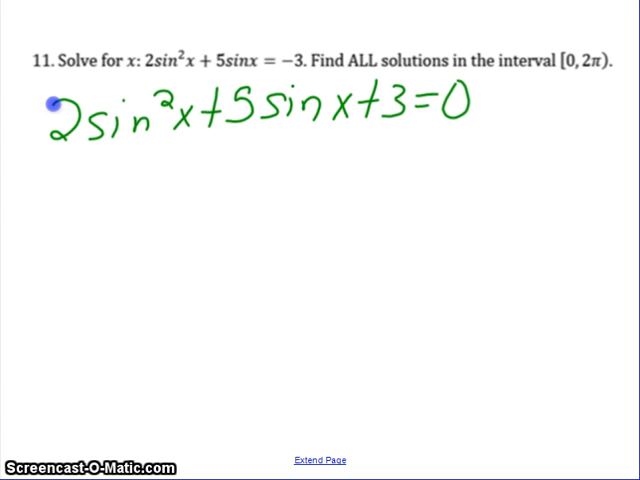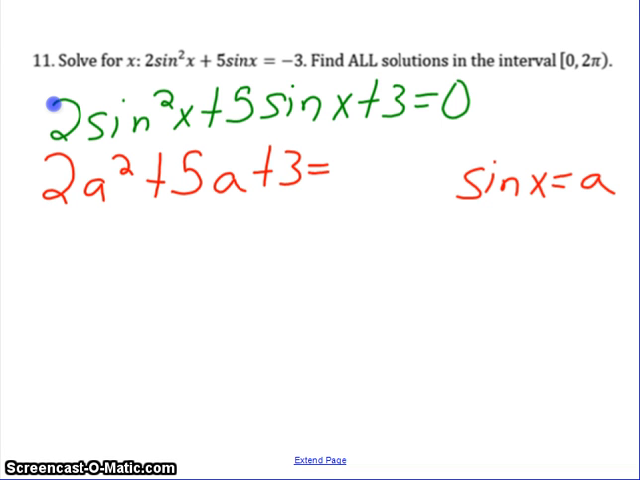Okay. Now what I want to do is just substitute a variable for the sine of x. Let's say that that's a. So sine of x equals a. All right, so what I've got here in that case is 2 times a squared plus 5 times a plus 3 equals 0. So how would you factor that?